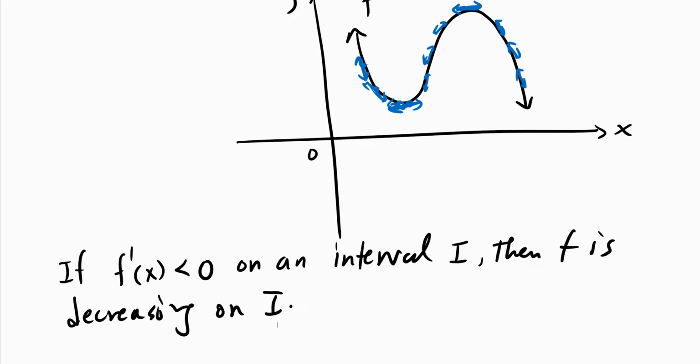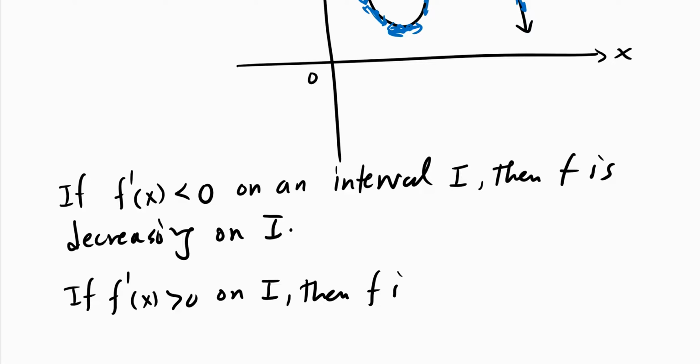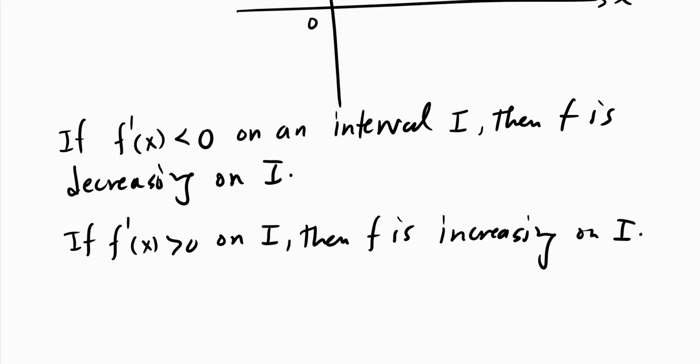Same thing, we notice when the graph goes up, which we call increasing, it has a positive slope. So we say if f prime of x is bigger than 0 on the interval I, then this means f is increasing on I. And we know when it's a horizontal tangent, the derivative is 0. So let's see how we apply this here.